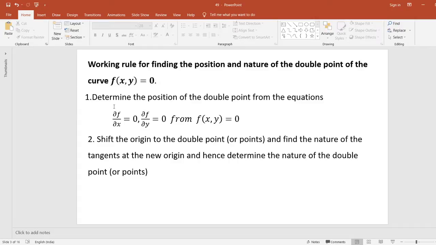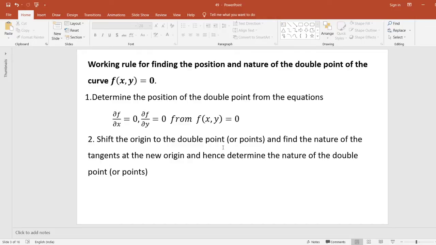is equal to 0. To determine the position of the double point, first find out del f by del x is equal to 0 and del f by del y is equal to 0. We have to find del f by del x and del f by del y, equate them to 0 and solve. After solving, the points which satisfy these equations give the position of the double points. And to find the nature of the double point, shift the origin to the double point and find the nature of the double point at the new origin, and hence determine the nature of the double point.